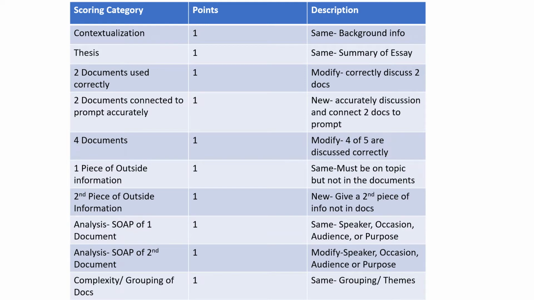So you're asking, well, how do I do that? Now, it's not something separate you do. It's just the quality of your discussion. So the point for discussion of two documents correctly and the new point for accurately discusses and connects to the prompt, it's not that you have to do anything different. This is just the quality of the discussion. So you get 1 point for like an okay discussion, and you get a second point for having a really good discussion.